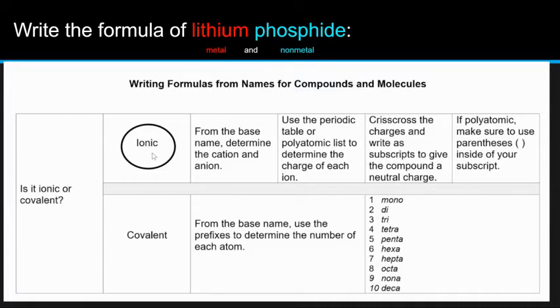Once we've determined it's ionic, our process is shown below. From the base name, determine the cation and anion. So the symbol for lithium, the cation, is Li, and the symbol for phosphorus, the anion, is P. Use the periodic table or polyatomic list to determine the charge of each ion. If we look at our periodic table, lithium is in group 1, which always forms a +1 charge. Phosphorus is in group 15, which always forms a -3 charge.